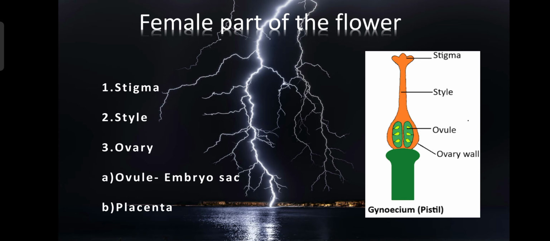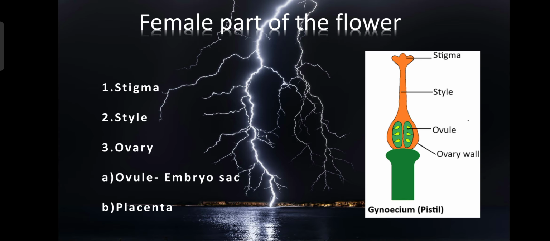The second is style. Style is a slender tube-like structure that extends from the tip of the ovary and it gives way for the growth of the pollen tube. Ovary is the basal part of the gynoecium. Within the ovary, there is a cushion-like structure called placenta. On the placenta, there is the ovule.